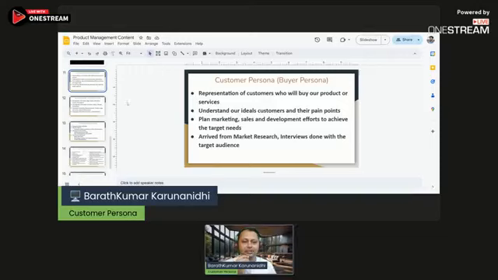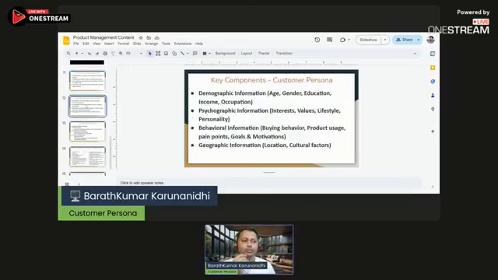Next we are going to see what the key components involved in creating a customer persona are. There are mainly four different key components. First is demographic information, which talks about the customer's age, gender, education, income, and occupation. That's how they live their life, what the current situation they are in is. Even their name and photo, we can get that and put it in our document.